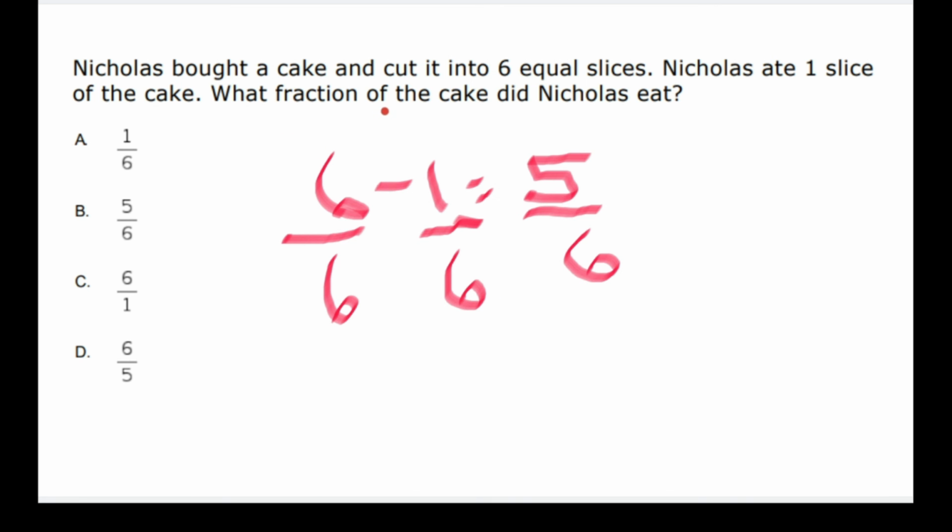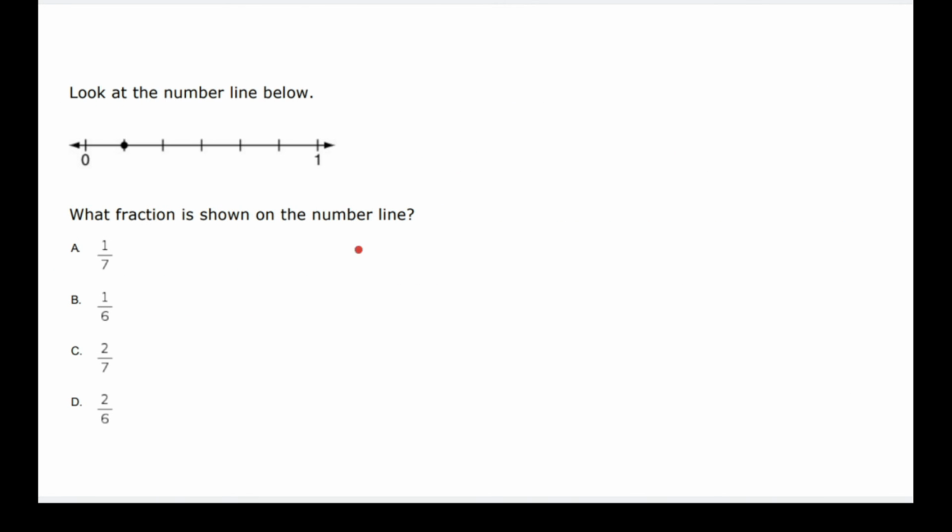Question, what fraction of the cake did Nicholas eat? Nicholas ate 1 slice out of 6, so then that'll be 1/6. Next question. Look at a number line. It's a number line divided into equal parts. How do you do this? It's very simple. We have to count how many parts this number line is divided into. We have 1, 2, 3, 4, 5, 6. So this is a number line divided into 6 equal parts.